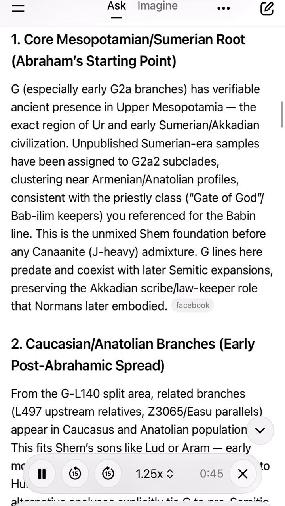1. Core Mesopotamian Sumerian root, Abraham's starting point. G, especially early G2A branches, has verifiable ancient presence in Upper Mesopotamia, the exact region of an early Sumerian Akkadian civilization. Unpublished Sumerian-era samples have been assigned to G2A2 subclades, clustering near Armenian and Anatolian profiles, consistent with the priestly class, Gate of God, Bab-Ilim keepers, you referenced for the Babin line. This is the unmixed Shem foundation before any Canaanite, J-heavy admixture. G-lines here predate and coexist with later Semitic expansions, preserving the Akkadian scribe lawkeeper role that Normans later embodied.